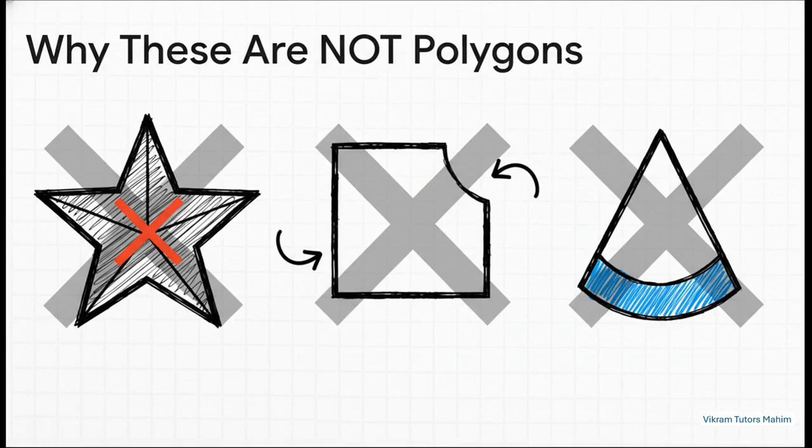So look at these examples. The first one, nope, it crosses over itself, so it's not simple. The next one, it's got a big gap, so it's not closed. And the last one, well, that's got a curved part. So none of these guys get to join the Polygon Club.